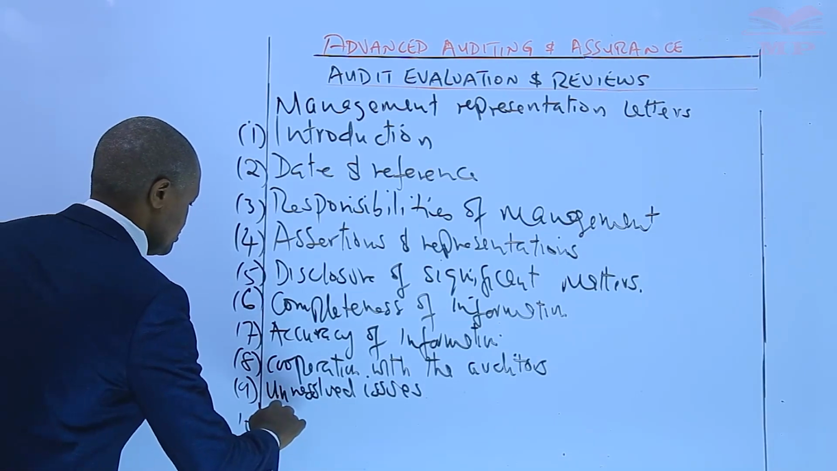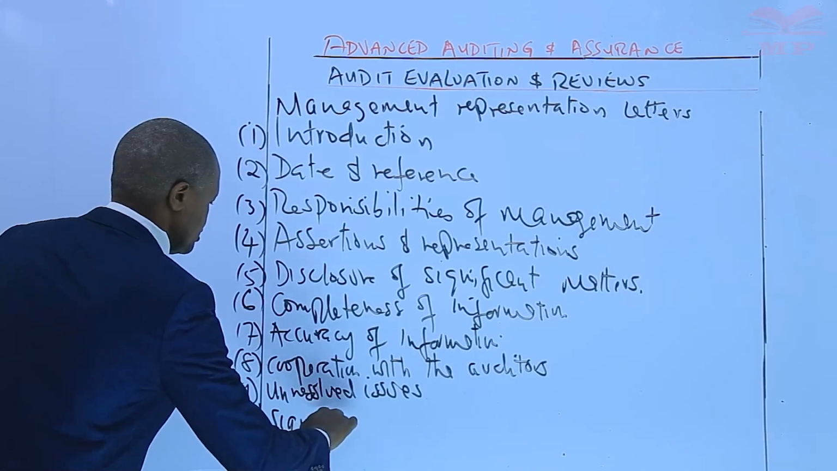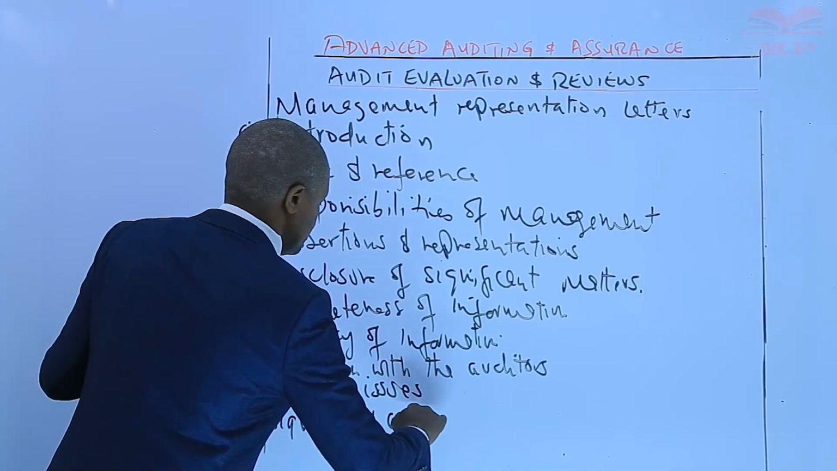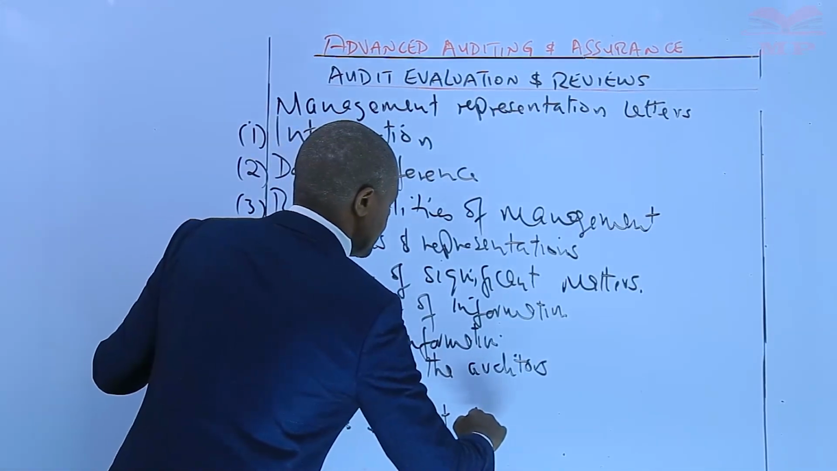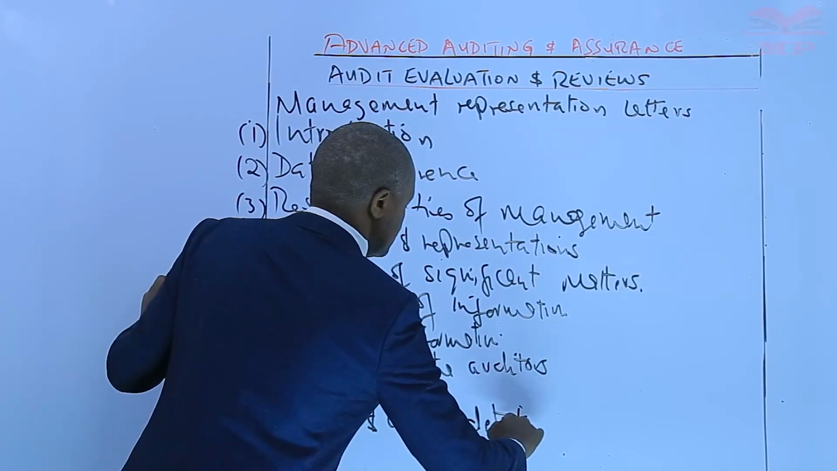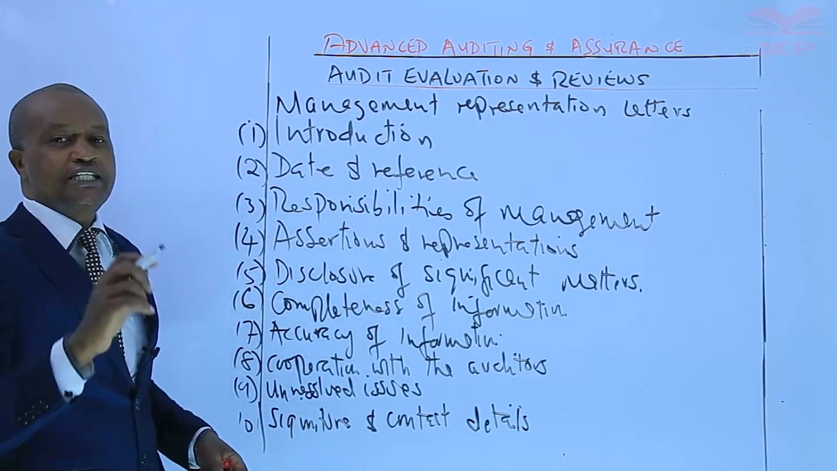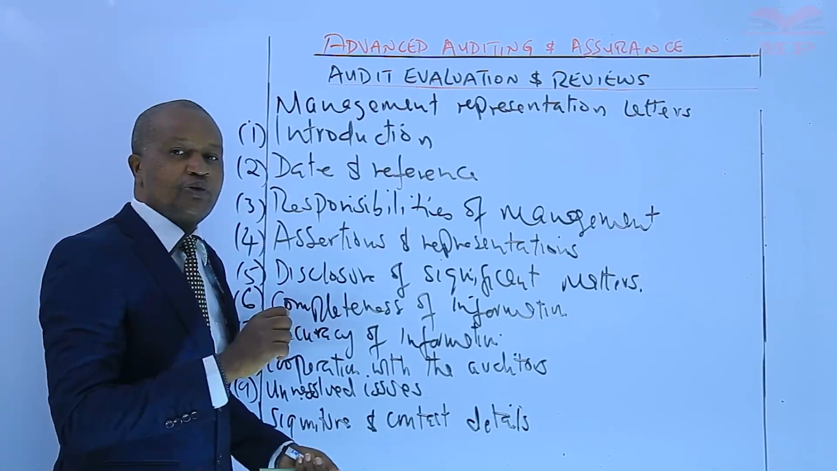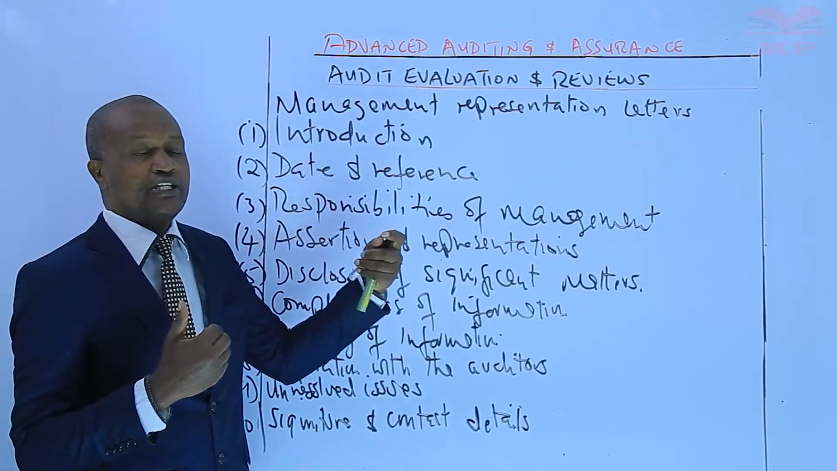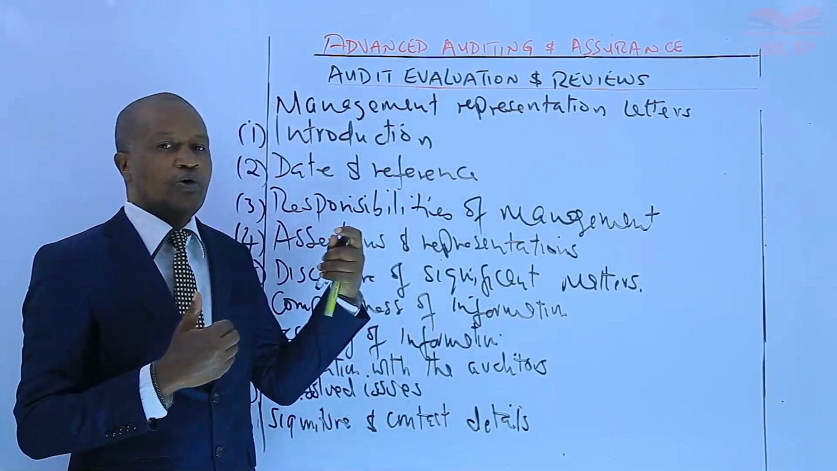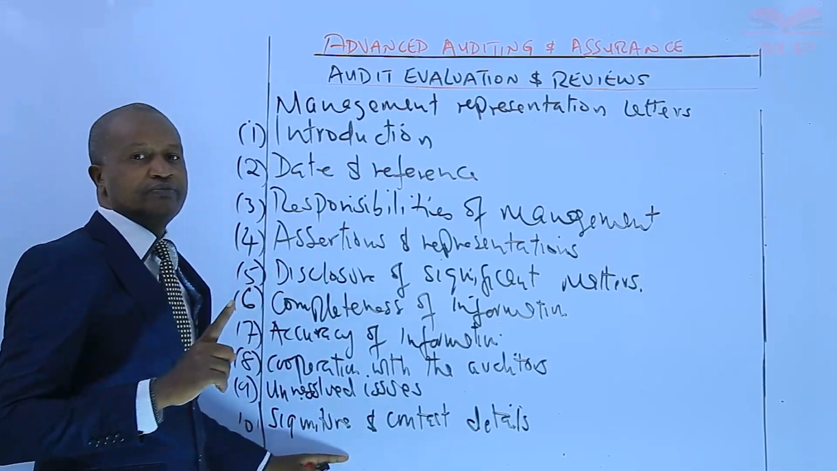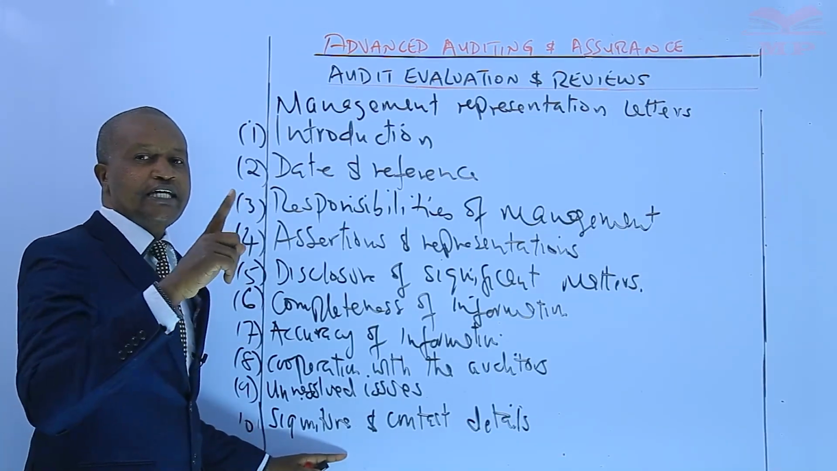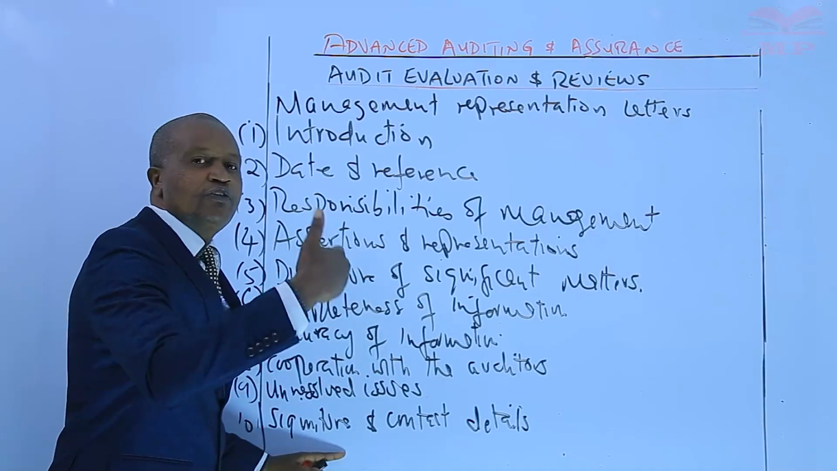Number 10, signature and contact details. The letter should be signed by the appropriate individual within management, such as the CEO or the CFO or any authorized representative. And it has to include the name, the title, and the contact details for further communication.